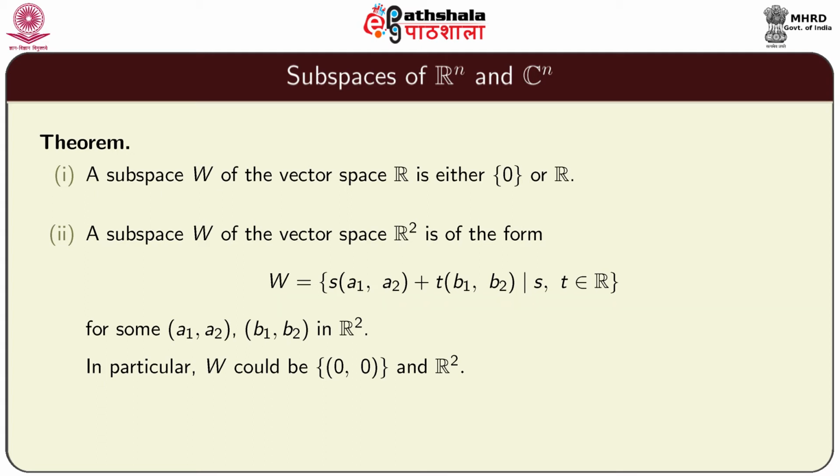So, it shows that if A1 A2 B1 B2 both happen to be the 0 vector, that means the tuple 0 comma 0, then W is nothing but the singleton 0 comma 0. On the other hand, if A1 A2 is 1 0 and B1 B2 is 0 1, then W is nothing but the whole of R2.